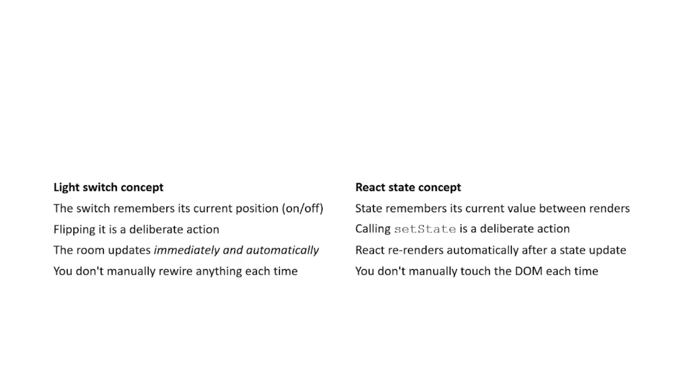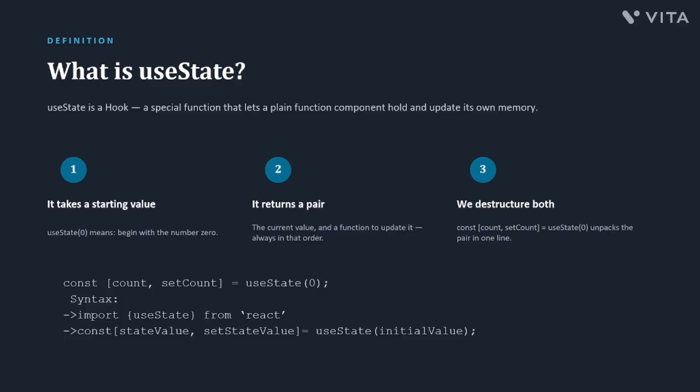Okay, and you can get an idea of the React state concept when talking about the light switch concept. And that is exactly how state behaves in React. As in the case of the light switch concept, the switch also remembers its current position, whether it is on or off. In the same way, the state remembers its current value between renders, so that when we are updating something on screen, it knows its value, whether it is storing 0, 1, 2, and then it can update accordingly as per the logic. So now let's see what is useState.